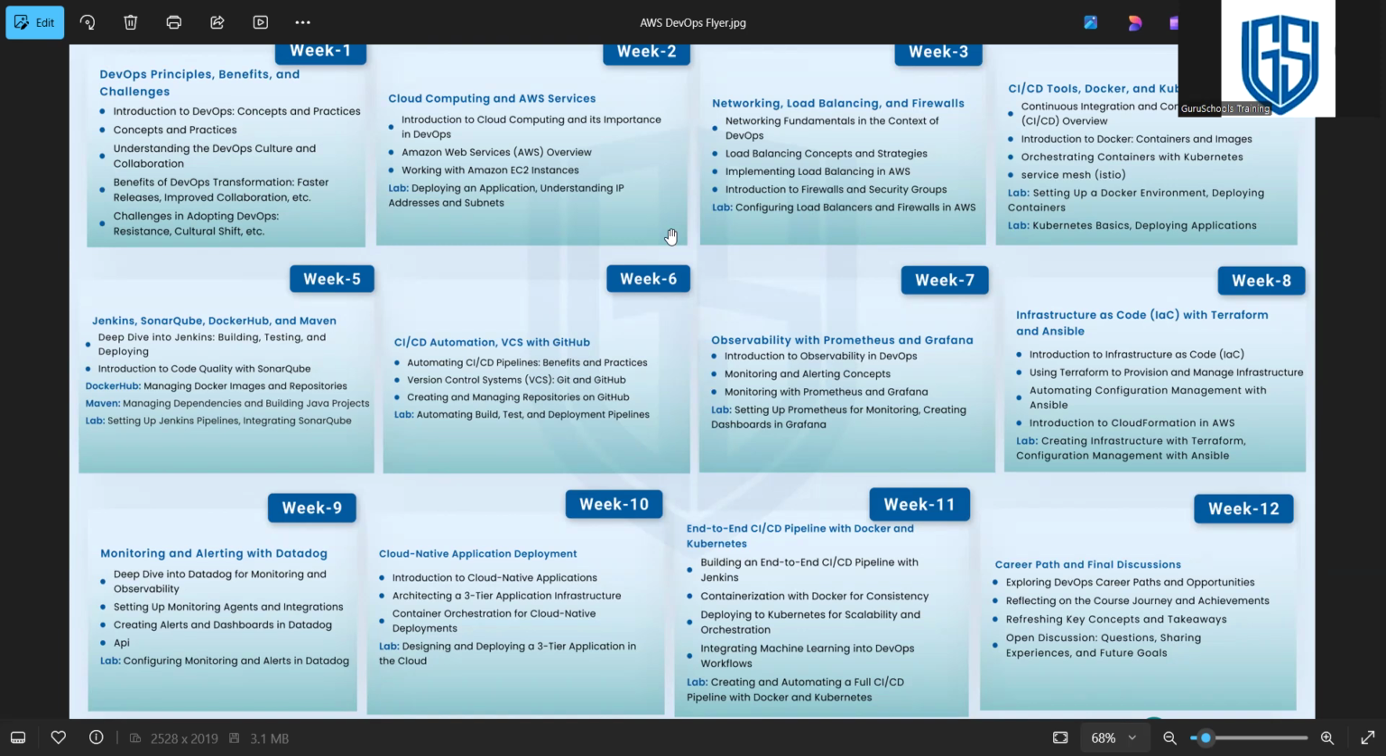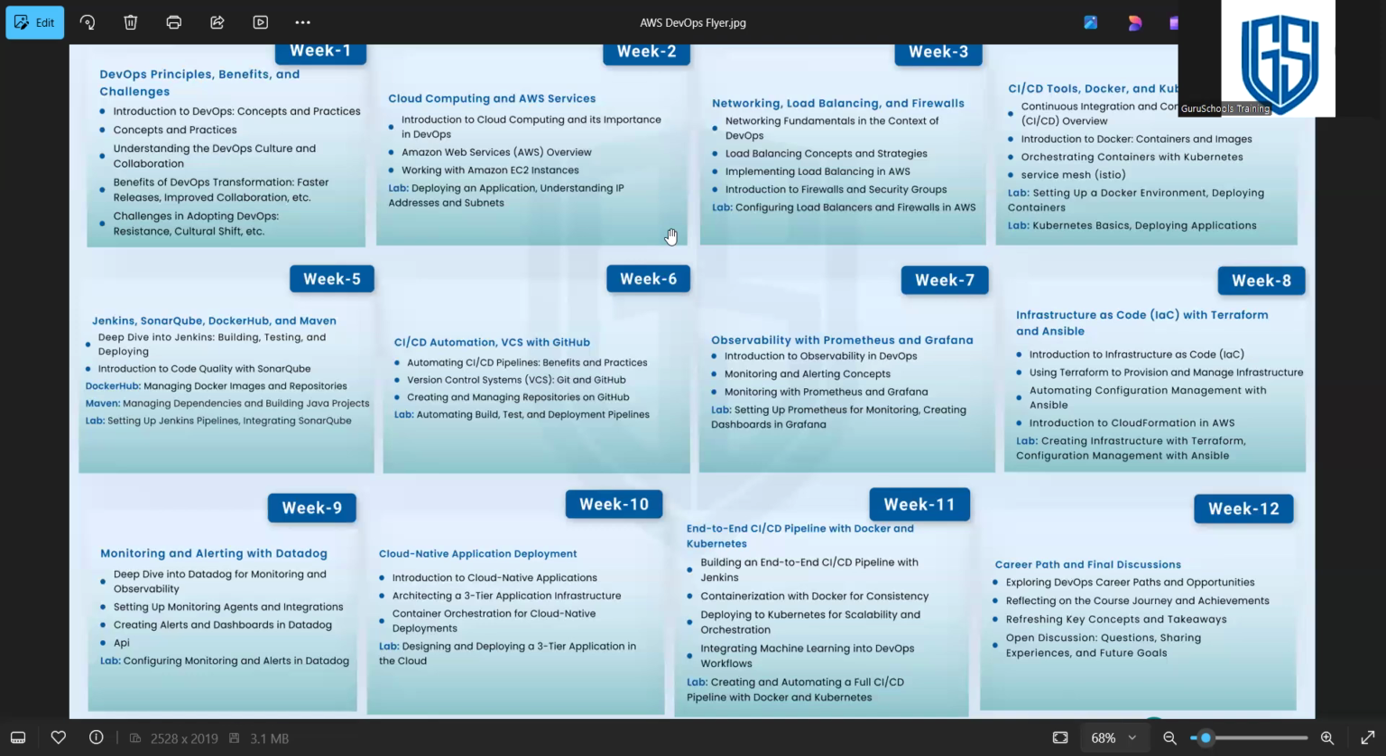Then we will be coming to the next week. What are the things that we already covered? Cloud computing and AWS services. So the introduction of cloud computing and its importance in DevOps. Then we will go through Amazon Web Services overview. Then EC2s, common services. There are some common services in AWS.